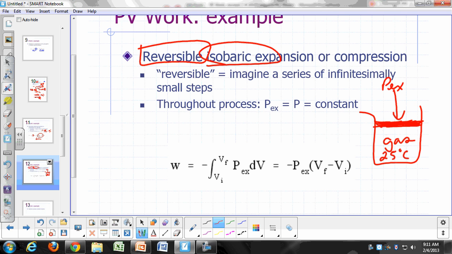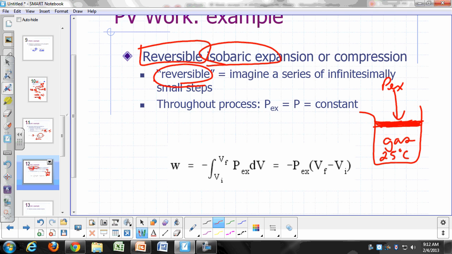You just stick it in the oven at whatever temperature you want so that it will expand. The final pressure will remain the same. Eventually, it will go back to the same original pressure because you're maintaining the same external pressure. That would be an irreversible process. But if you let the temperature go up very, very slowly, then you have a reversible process.